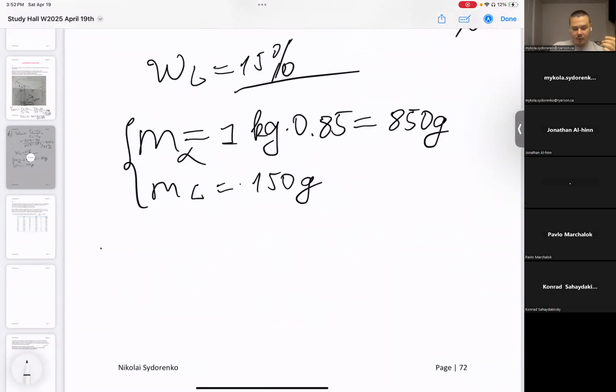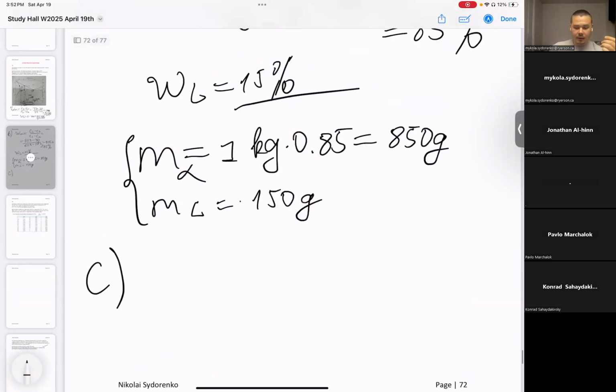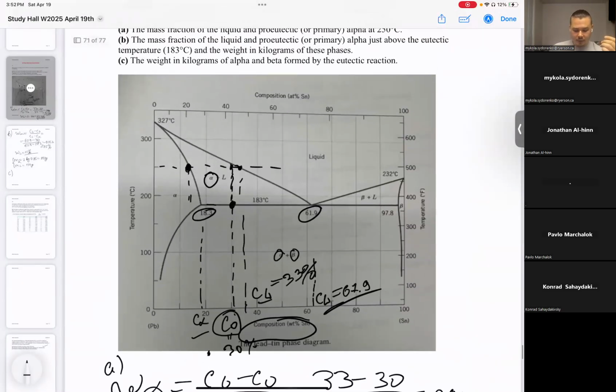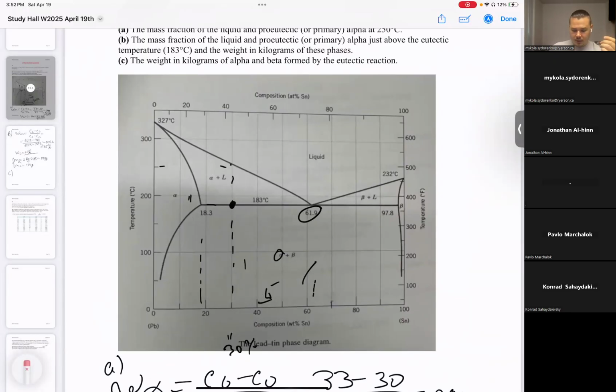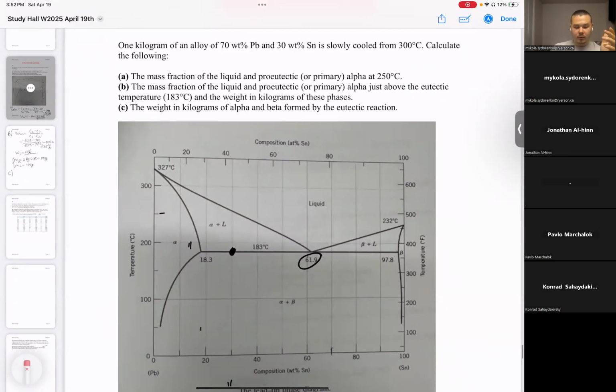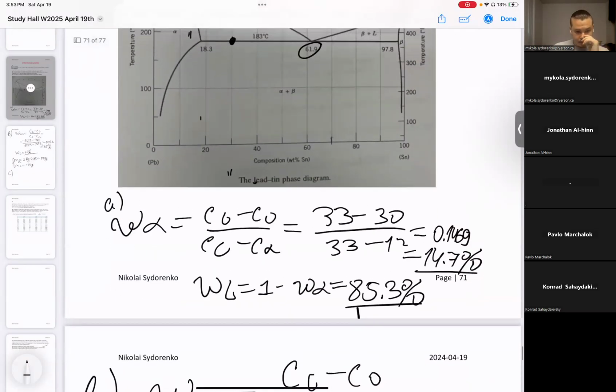For part C, now we need to obtain, so I'm going to remove all of that from here. Now we need to find the weight in kilograms of alpha and beta formed by the eutectic reaction. Is 1 kg always our total? In this question, yes, you're given 1 kilogram total. Hopefully that makes sense.